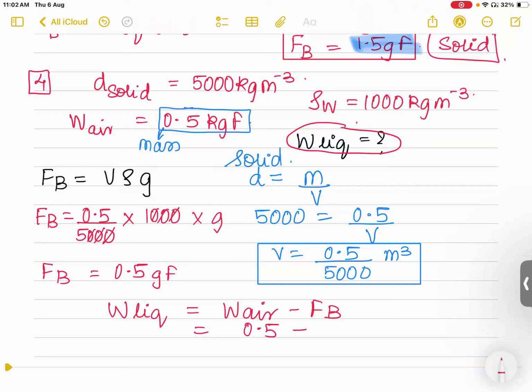And FB, we need to use it. So here FB is 0.5 upon 5, which will be 0.1 GF, guys. So here this will be 0.1. That will be 0.4 GF. That is the weight of the object in liquid. Okay, makes sense. I hope this is clear to all of us.